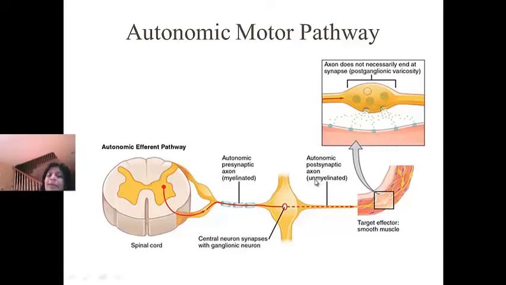So, in the autonomic nervous system, typically between the central nervous system and the effector, you have two neurons. The first one is called the preganglionic neuron. That's because it's before the ganglion. The second one is called the postganglionic neuron because it originates in the ganglion and leaves the ganglion to end at the effector. So preganglionic neuron and postganglionic neuron are classic in the autonomic nervous system.